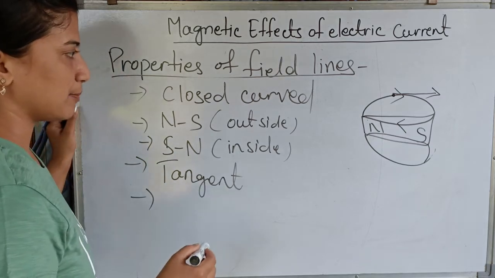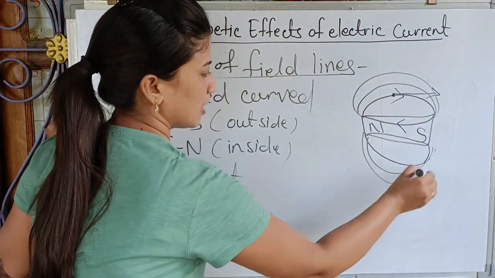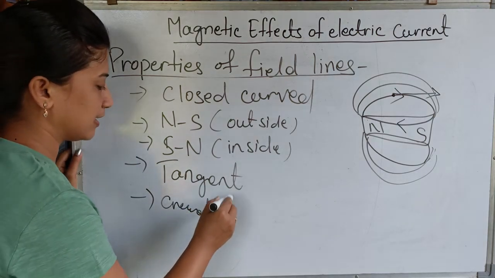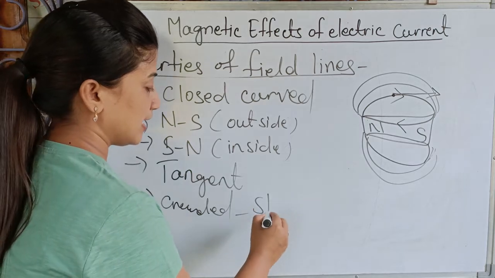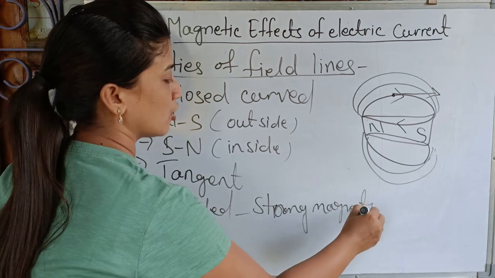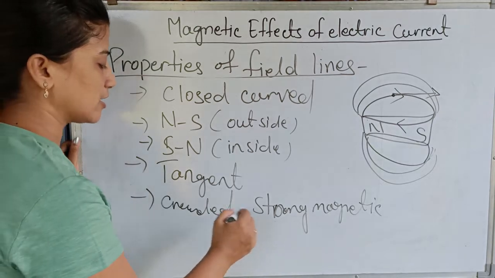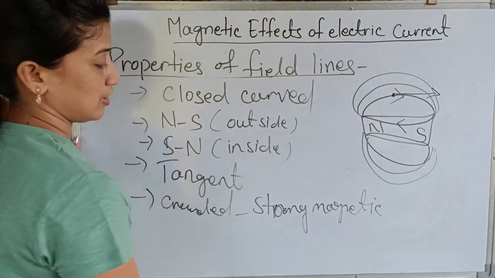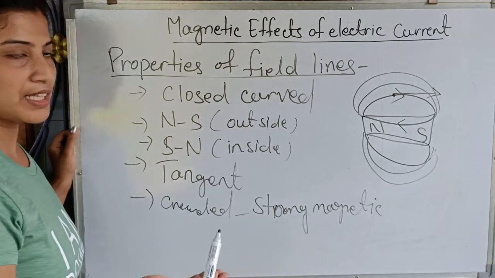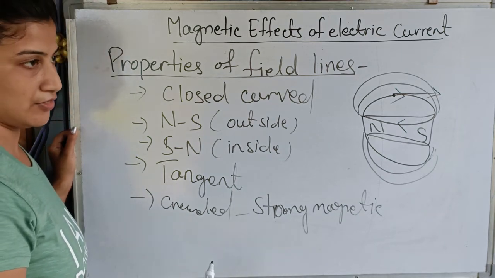Next point is, if there are a lot of magnetic lines of force, very crowded lines of force, it means it is a very strong magnetic field, because a strong magnetic field will always have a lot of lines of force. So we can say if the lines of force are crowded, that means it is a strong magnetic field. And obviously vice versa, if there are very few lines of force, that means it is a weak magnetic field.